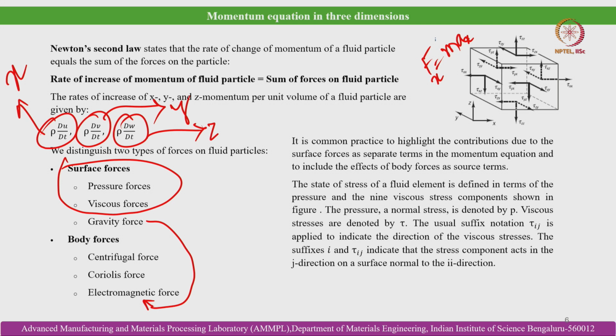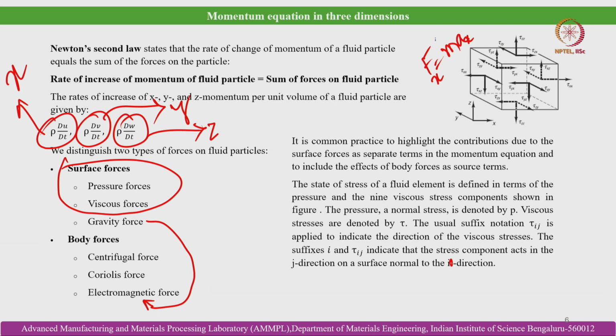So, the state of stress of a fluid element is defined in terms of the pressure and the 9 viscous stress components that are shown in this figure. This is the viscous stress components in the x, y and z direction. The usual suffix notation tau ij is applied to indicate the direction of the viscous stresses. The suffixes i and j indicate that the stress component tau ij acts in the j direction, that is, on a surface normal to the i direction. This is how the notation is given, and that is true for all other directions.